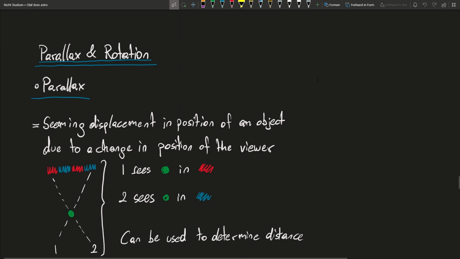So here is the OneNote notebook as per usual, and today I will explain parallax and rotation because somehow this needs explaining.